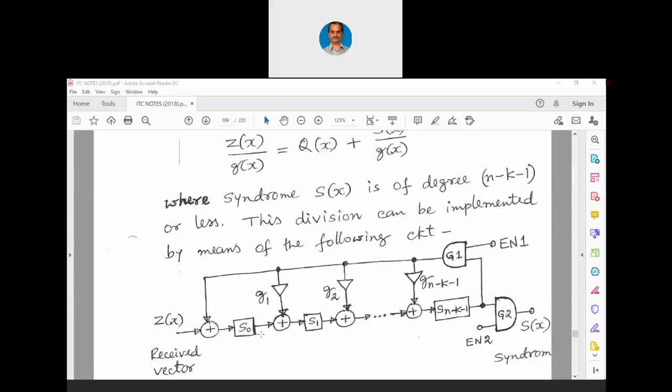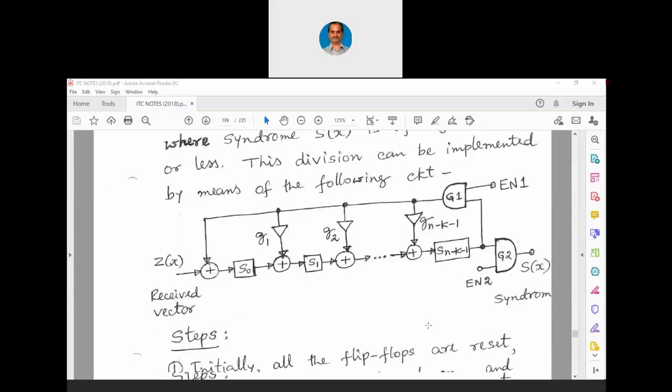Then instead of r0, here we have written s0, because what we want now is a syndrome. There we wanted the check bits. Now here we want the syndrome bits. Otherwise the circuit is the same.